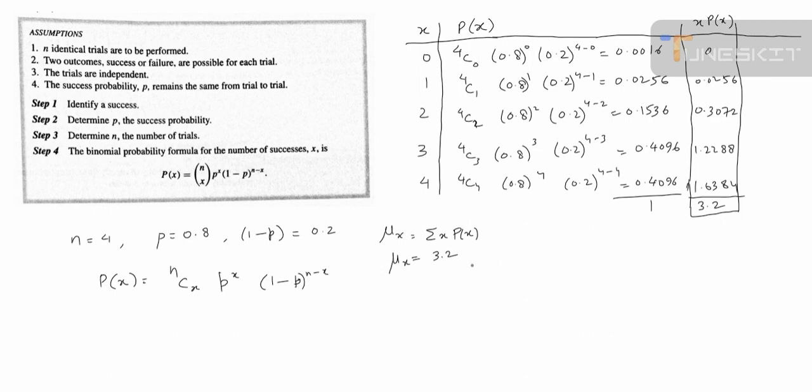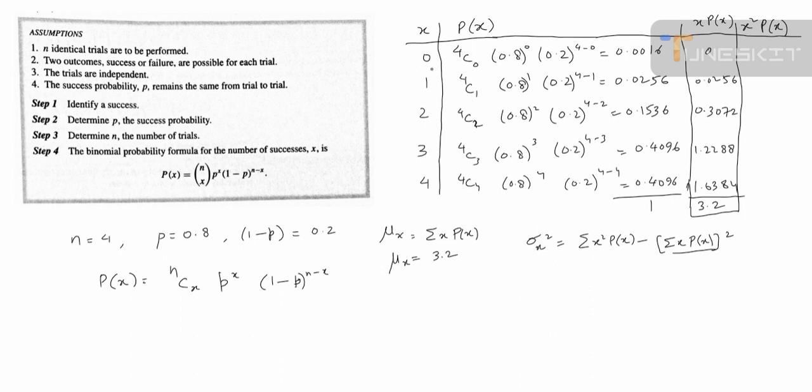Now considering the formula for variance, that's sigma of x squared, has the formula summation x squared times p of x minus summation x times p of x whole square. This part we have already worked out and this is an answer of 3.2. Now we will work out as the next step the product of squared values of x with associated probabilities.